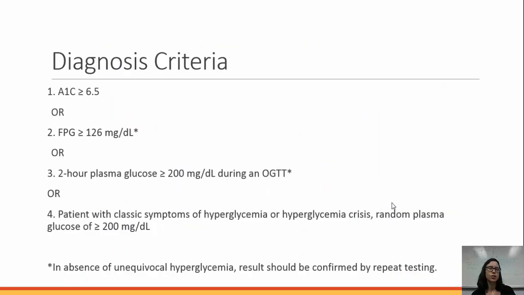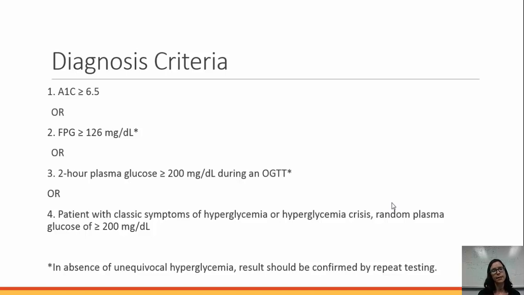So the diagnosis criteria, there's 4 different ways you can be diagnosed with diabetes. The first is a hemoglobin A1C of at least 6.5, and this is actually a new diagnosis criteria as of 2009.